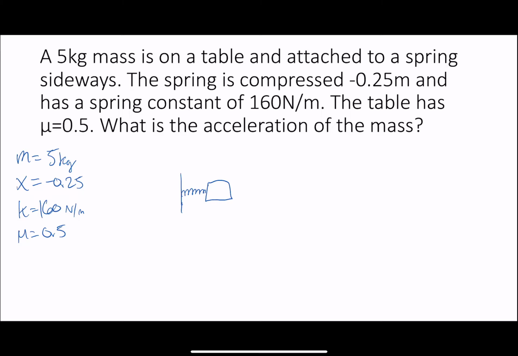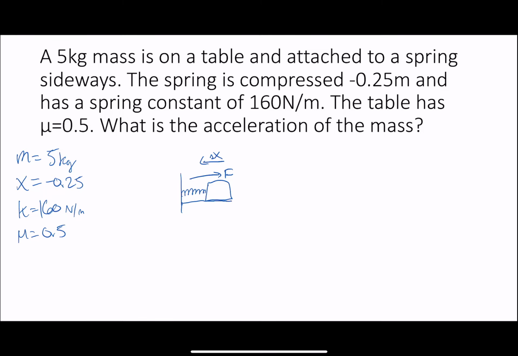And it's being compressed. So this spring is compressed a little bit, so it's being pushed this way, which means the force is this way. Our compression is to the left, but our force is to the right. Okay? But we're on a surface, and so there's also some sort of frictional force opposing our motion.